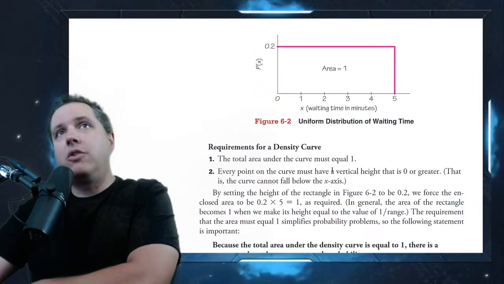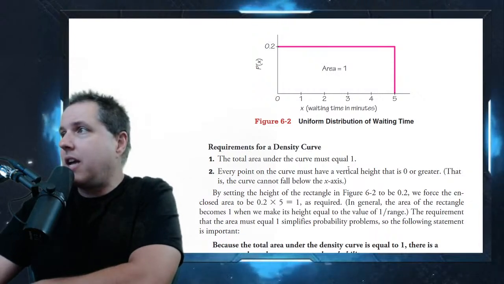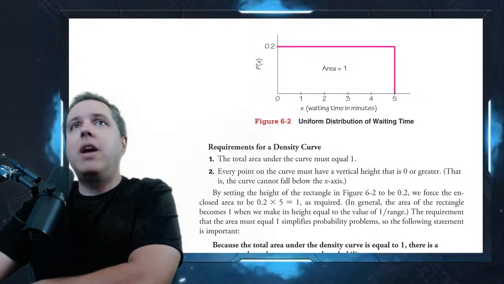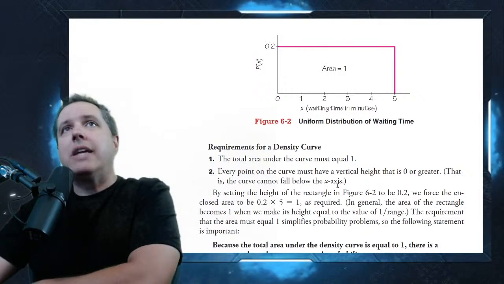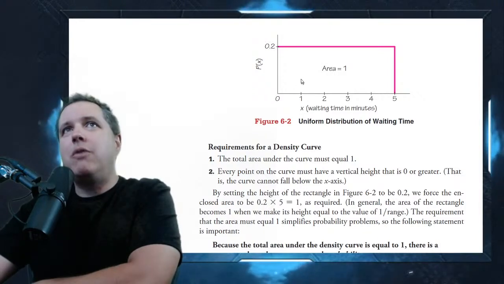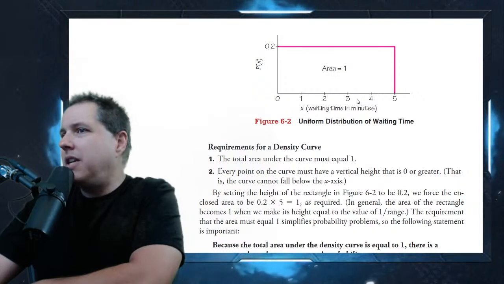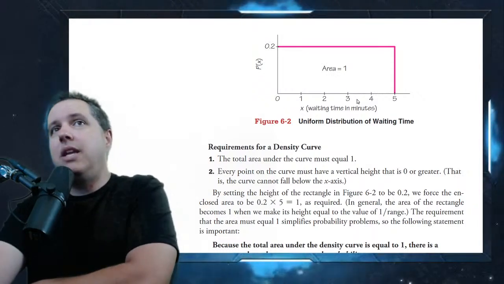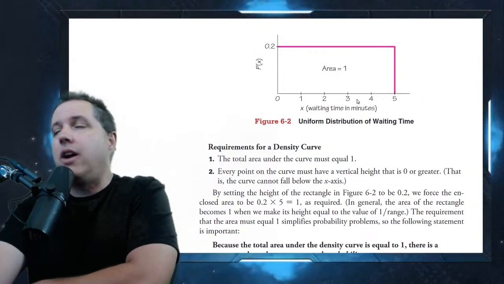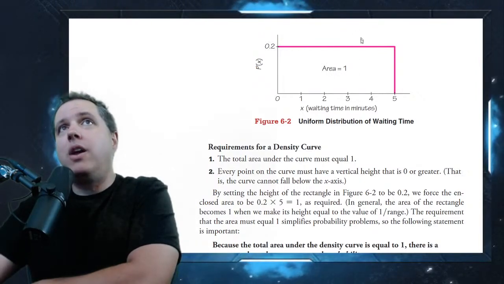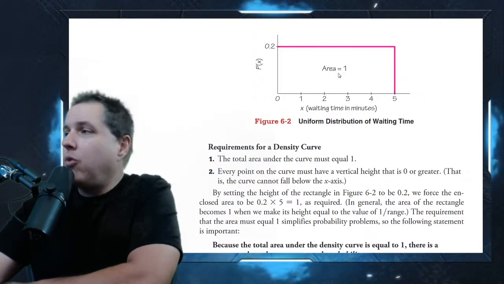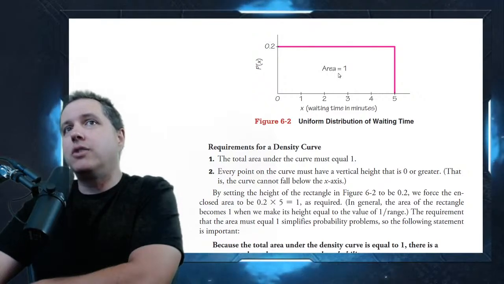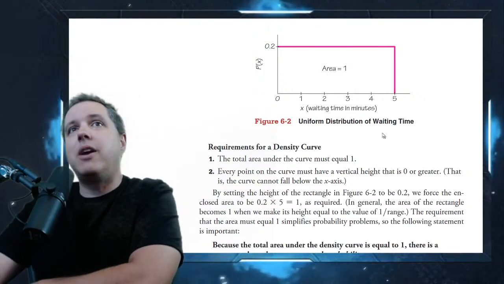There we go. So the total area under the curve must equal 1. We already talked about that because that accounts for all the probabilities. And then we have this new one. Every point on the curve must have a vertical height that is 0 or greater. That is, the curve cannot fall below the x-axis. So why is that? Why can't we have values down here? Well, that would correspond to a negative probability. What is a negative probability? We already know that a probability has to be a number between 0 and 1, right? And obviously you can't have values greater than 1 because the whole area under the curve is supposed to add up to 1. So how could you have a single point that, what would that mean? That would mean the probability of something occurring is 1.2. That doesn't make any sense, right?